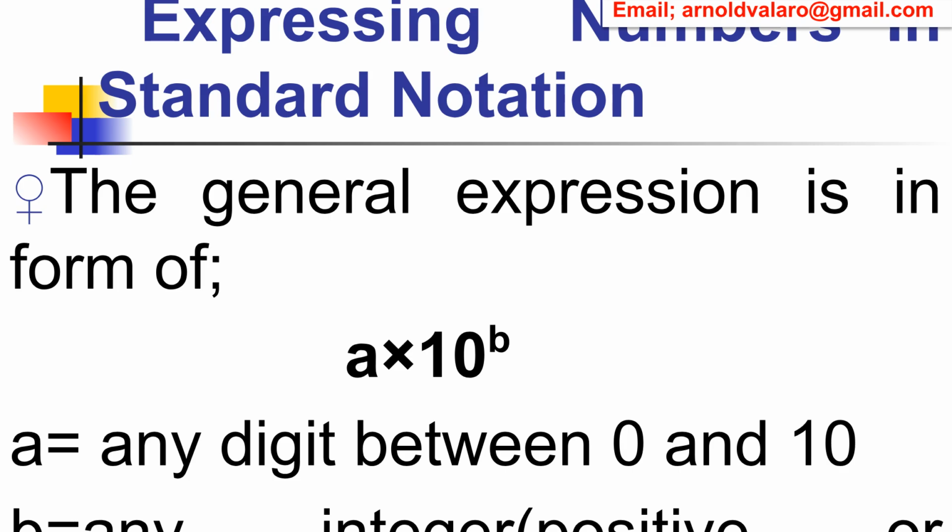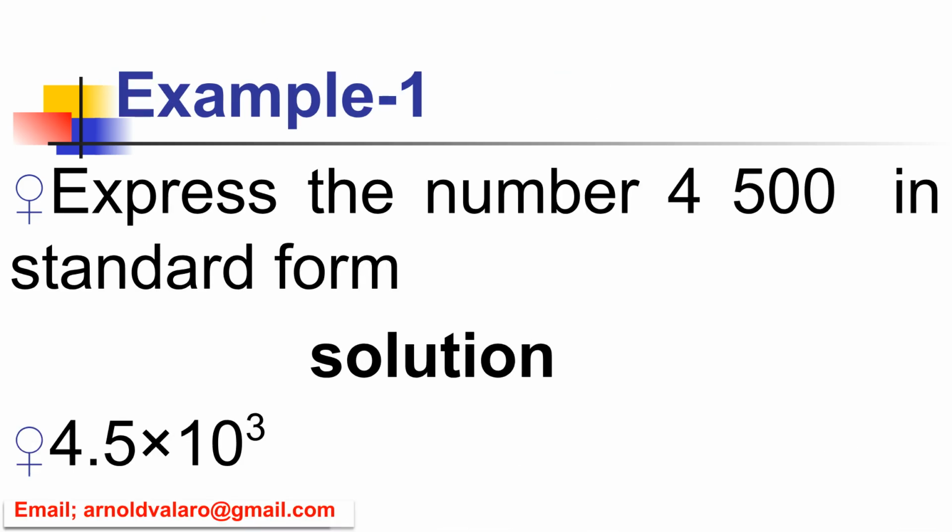The general expression is a multiplied by 10 to the power of b, where a is any digit between 0 and 10, and b is any integer, positive or negative. For our first example, let's express the number 4,500 in standard form. The solution is 4.5 times 10 to the power of 3.